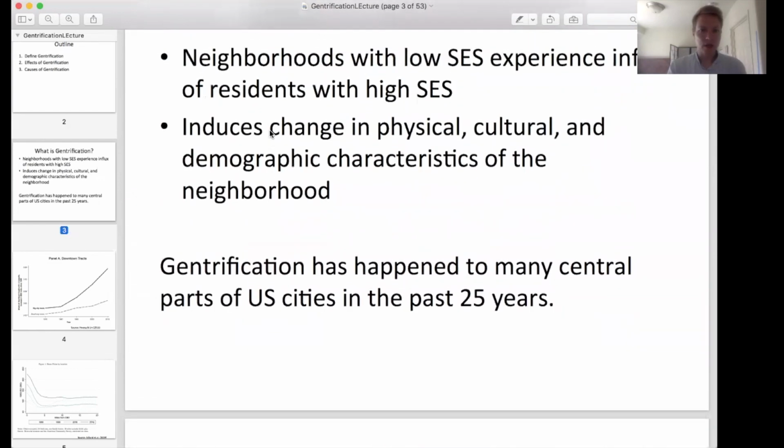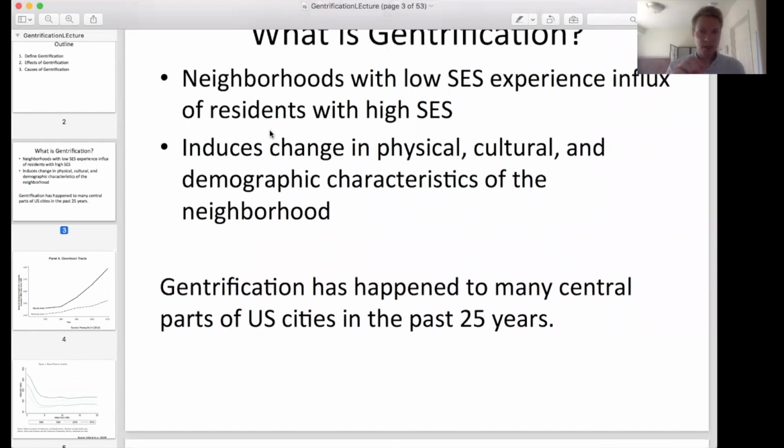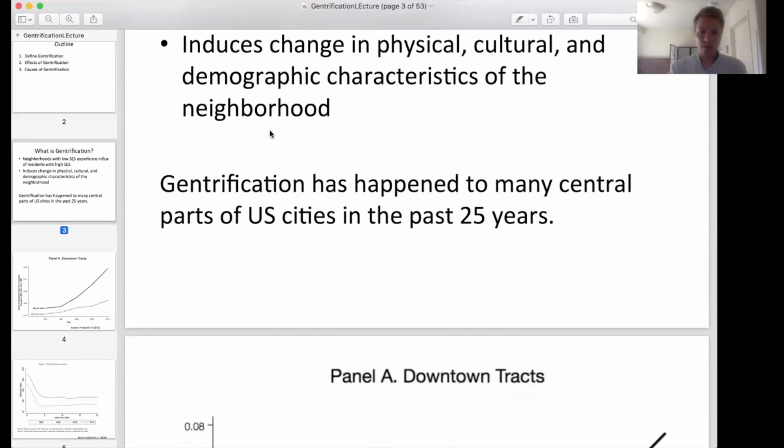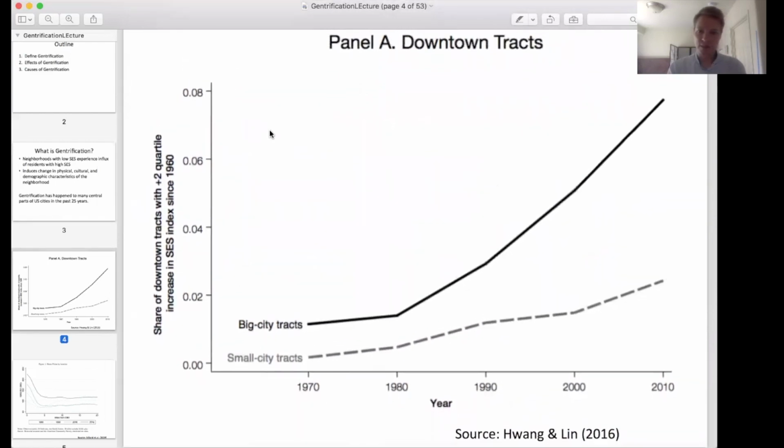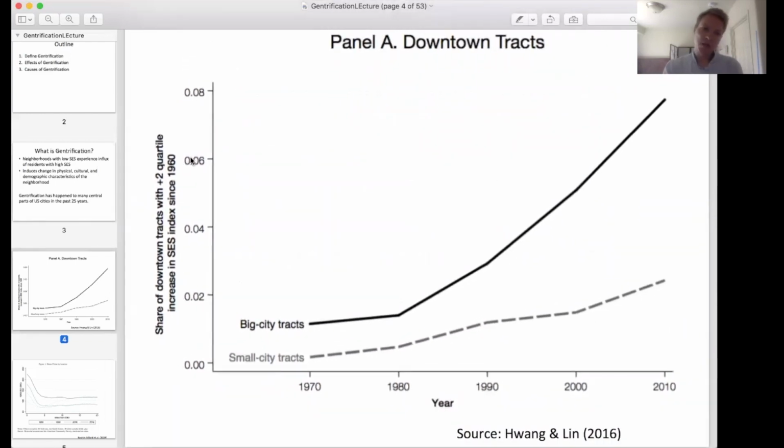And I think a lot of what has happened is these are neighborhoods that were initially nicer neighborhoods. As cities emptied out in the 20th century, they became low-income neighborhoods, and now they're returning to being middle to high-income neighborhoods. Okay, so what is this? All right, so let's look at some data. This is the share of downtown tracts with a 2 quartile increase in its socioeconomic index since 1960. So essentially, these are neighborhoods that gentrified.